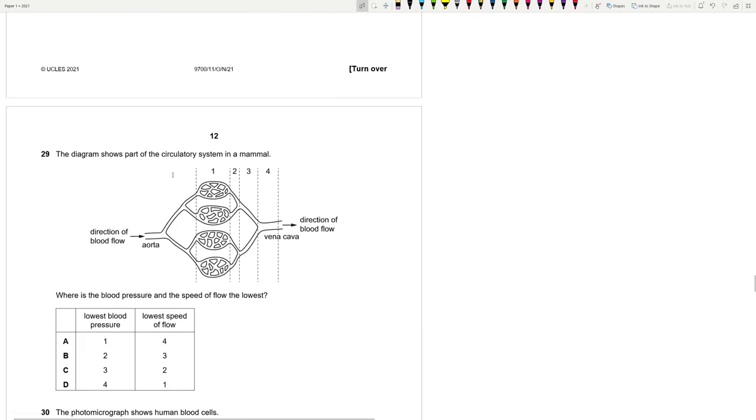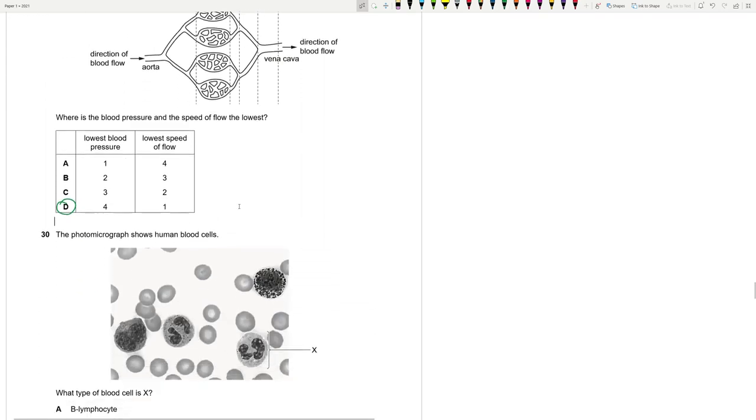29. The diagram shows part of the circulatory system in a mammal. Where are the blood pressure and the speed of flow the lowest? Okay, so as you go further from the heart, blood pressure decreases. So we should have least blood pressure at D, the veins, the vena cava, okay? And the lowest speed of flow is actually in the capillaries. You guys need to remember that so that best exchange can take place.